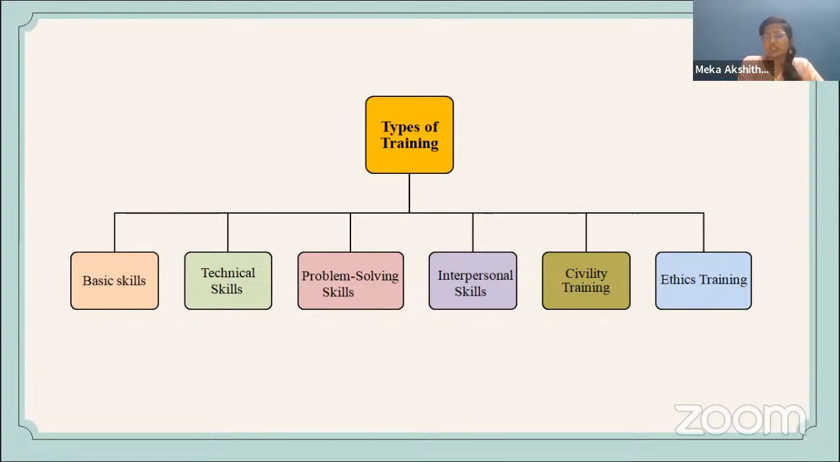Then come technical skills. When we are talking about technical skills, for example, if you are in a manufacturing company or working with machines, it is important for you to know the technicality of that particular machine, how it works, what the skills involved in it are. If that particular machinery is removed or a new machine comes in that place, then the organization has to take the initiative and give some training programs in order to make the employees learn the new technical skills.